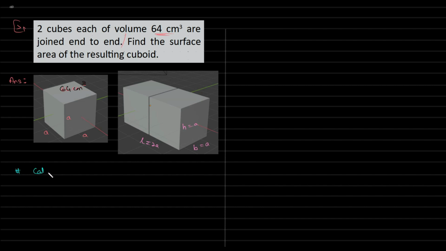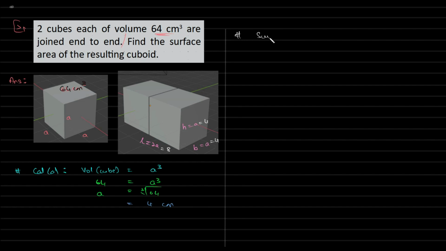Well, to calculate a, we begin with the volume of a cube, which is a cube. So what is the volume of a cube? 64 is equal to a cube. So a is equal to the cube root of 64. This is nothing but 4 centimeter. Done. So once we have this, this will be equal to 8. This will be 4 and this will be 4.